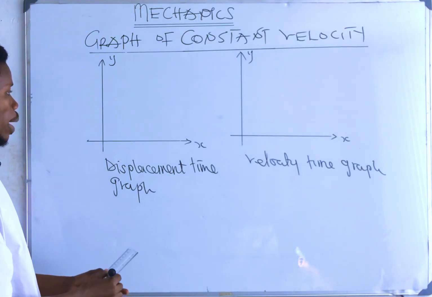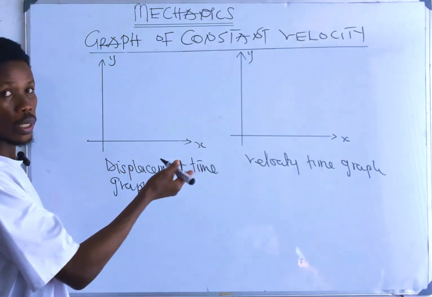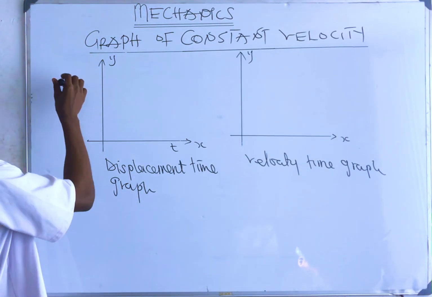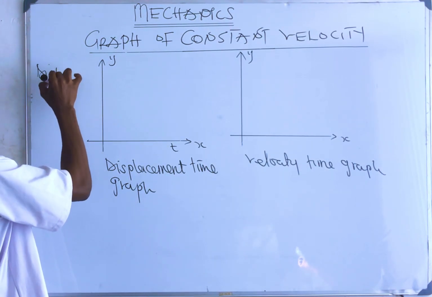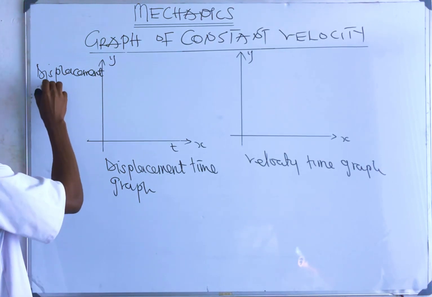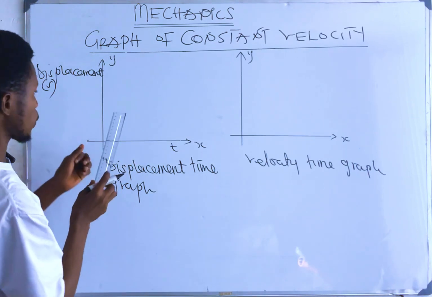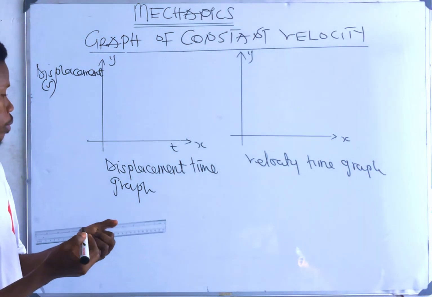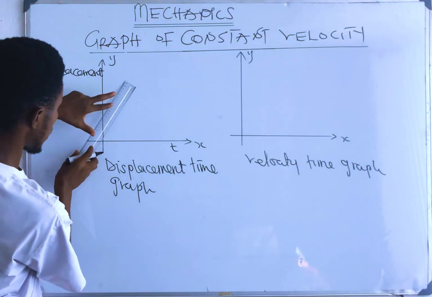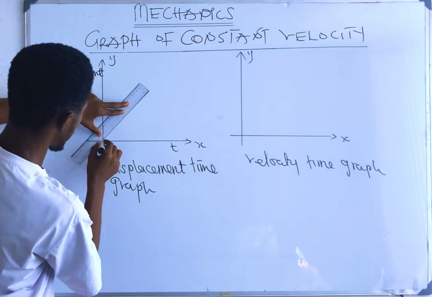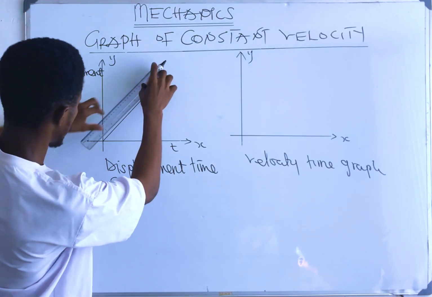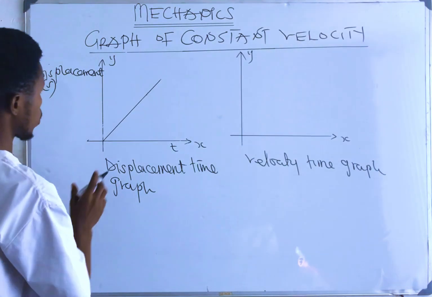For the displacement-time graph, the horizontal line, which is the x-axis, is where the time is, and the vertical line is where the displacement is. If the object is starting from the initial point, then we start from 0. So this is what we are going to have.